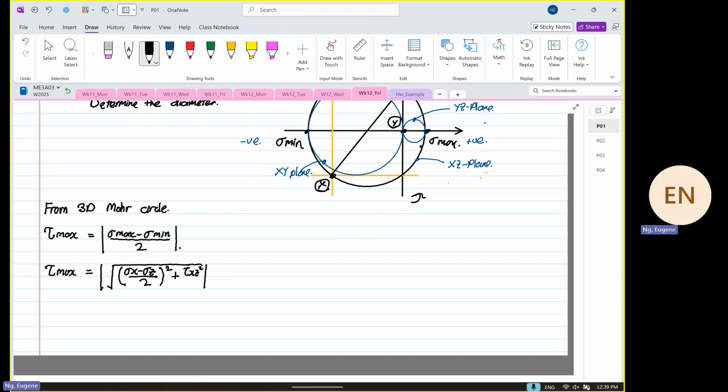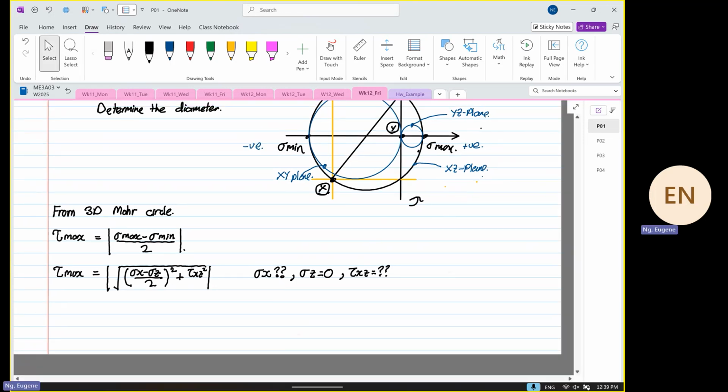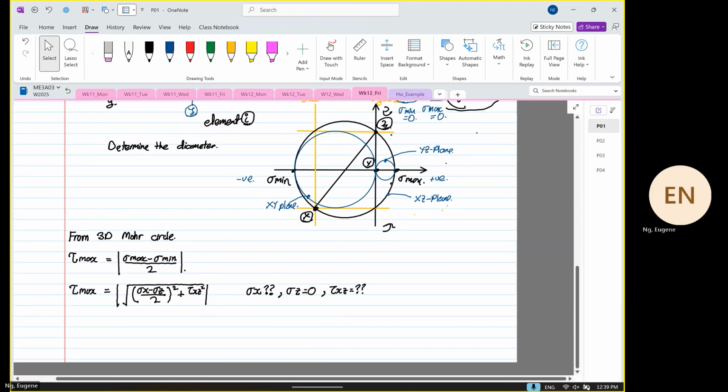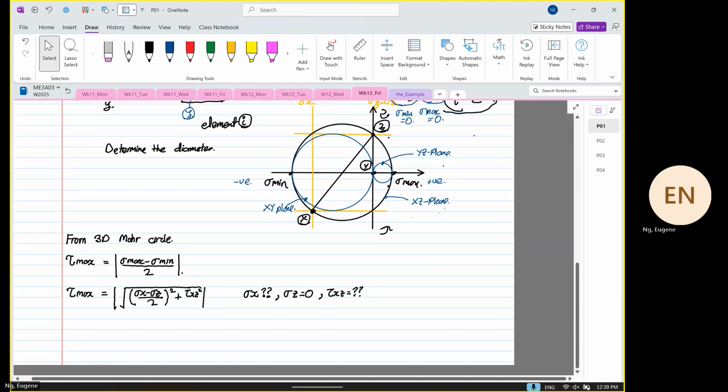So what we don't know from here, we have not a clue what our normal stress X is. Okay, we know that stress Z is equal to 0, and we also have not a clue what our shear xz is. However, we don't know now does not mean we cannot find. We can calculate all these values.